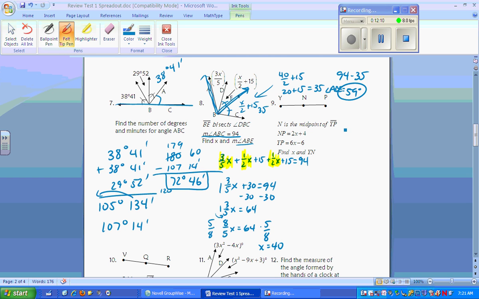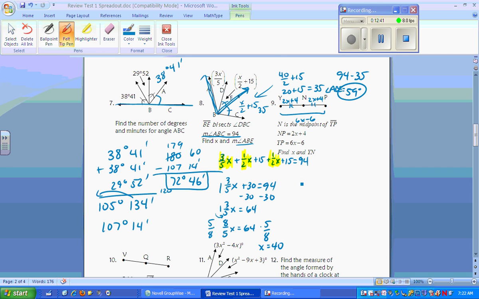And the last one for this video, number 9, N is the midpoint of YP, so these two are congruent to each other. NP is the whole thing, 2x plus 4. YP, I'm sorry, NP is not the whole thing. Let me correct myself there. NP is this piece right here, 2x plus 4. YP, the whole thing, is 6x minus 6. Well, do they look like they're the same size to you? Absolutely not. But this side over here is 2x plus 4.